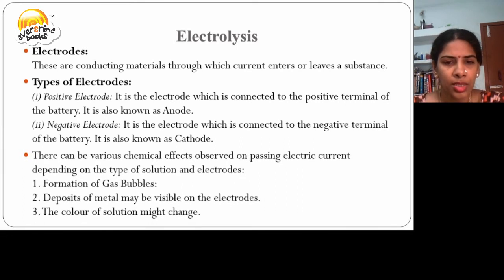There can be various chemical effects seen on passing the electric current based on the type of solution and electrodes. The chemical effects that can be observed are formation of gas bubbles, the color of the solution may change, and deposition of the metal may be visible.